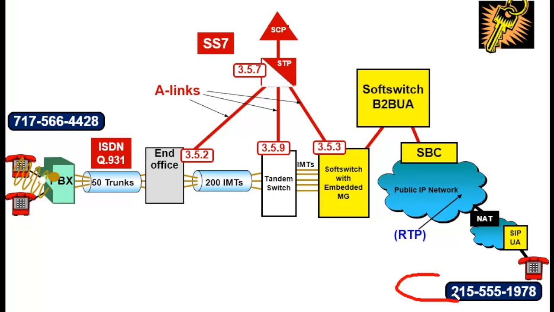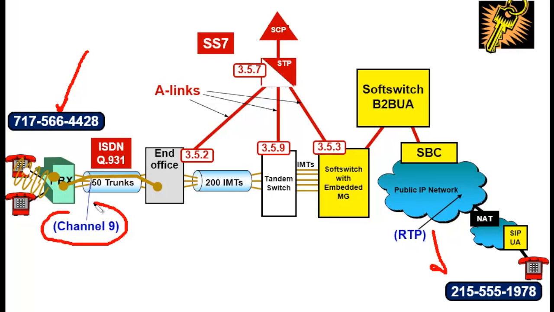So after the digits 9-215-555-1978 are dialed, a setup message is sent from the PBX to the end office. Now, the setup message contains the calling party's number, the called party's number, and also the channel that the call is on. Now that the end office knows this information, it must make an autonomous decision based on this information.